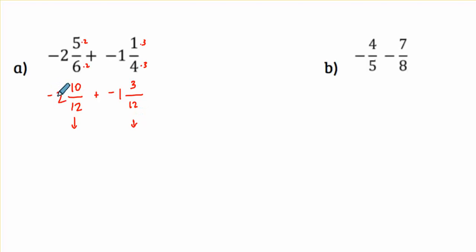All right. 2 times 12 is 24 plus 10. That's 34/12, which is negative. And 1 times 12 plus 3 is 15/12, which is also negative. When signs are the same, we add them. So 34 and 15, that makes 49, and we keep the sign. Of course, our denominator stays the same, and as long as we can't simplify, we're done.